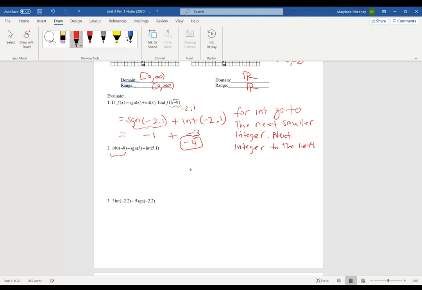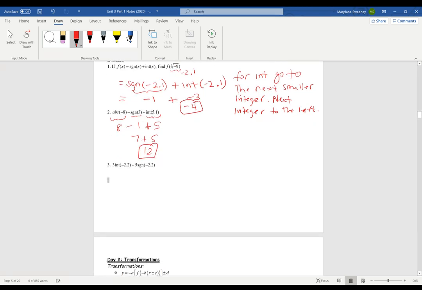Absolute value of negative 8 is 8. SGN of 3, well, remember signum of anything positive is positive 1. INT of 5.1, if you're 5.1 years old, you're still just 5. Next integer to the left. 8 minus 1 is 7. 7 plus 5 is 12. Okay, this one, 3.